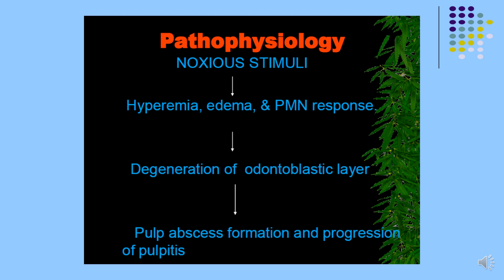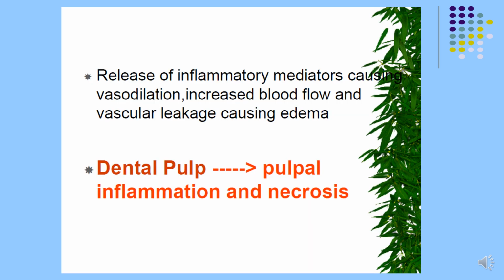The response to inflammation in the pulp is very different from that in any other part of the body. Inflammatory mediators causing vasodilation increase blood flow, and vascular leakage causes edema, which you are already familiar with because this is common to inflammation in any other part of the body. Dental pulp undergoes pulpal inflammation, and in this inflammatory process there is an increase in intrapulpal pressure, and self-strangulation takes place. The odontoblastic cells degenerate, and eventually the pulp undergoes a process called pulpal necrosis.